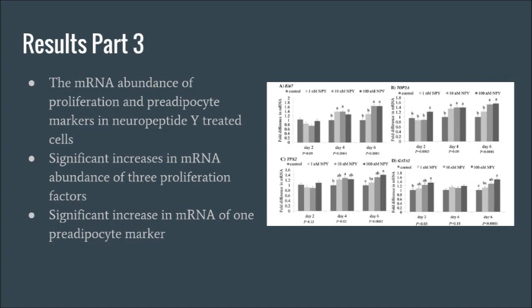As seen in the proliferation factor Ki67, there is a significant increase in the mRNA abundance at days 4 and 6. In TOP2A, there is a significant increase across all 3 days. In the final proliferation factor, TPX2, there is a notable increase on day 4 and a greatly significant increase on day 6. Finally, in the pre-adipocyte marker GATA2, there is a significant increase at day 2 and day 6.